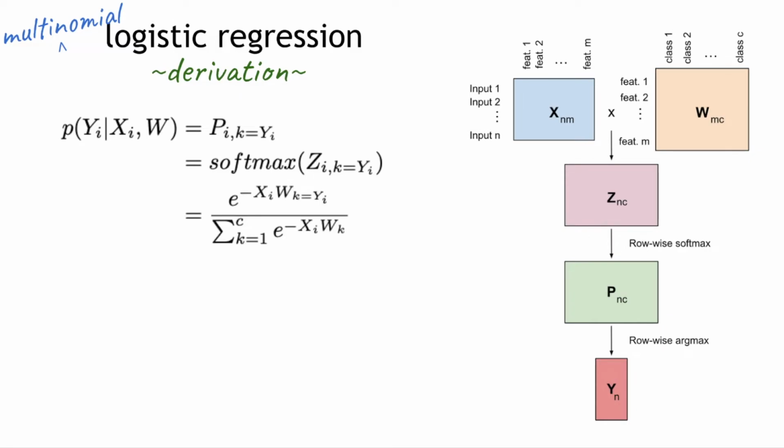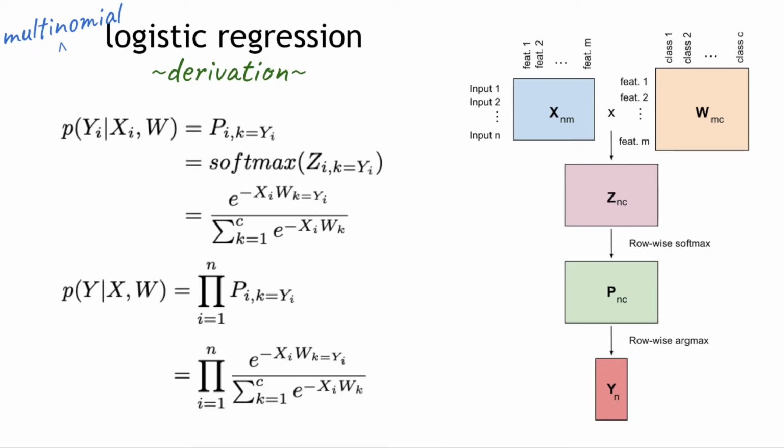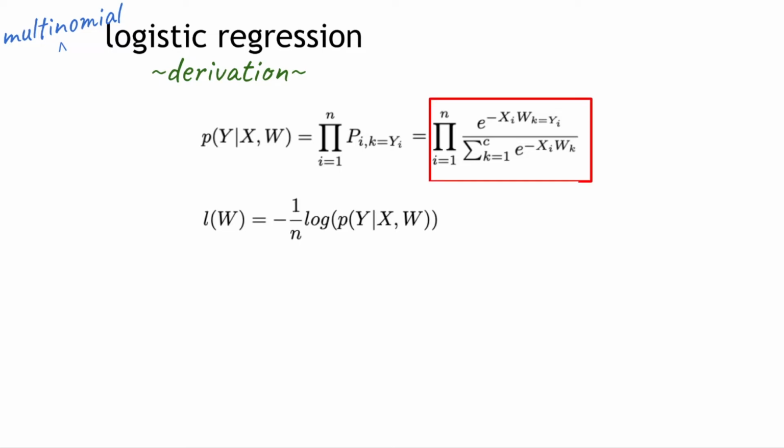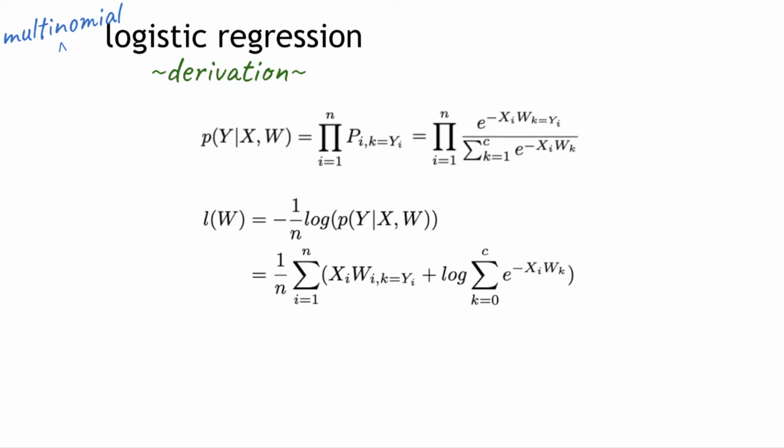Now, let's extend this to all people. The probability of y given x and w is the product of all these observations, since each person is independent. So, we take the product of all these softmax results. We can now calculate the loss function using the negative log likelihood function and normalizing by the sample size. Using our softmax expansion, we get this very nice summation.